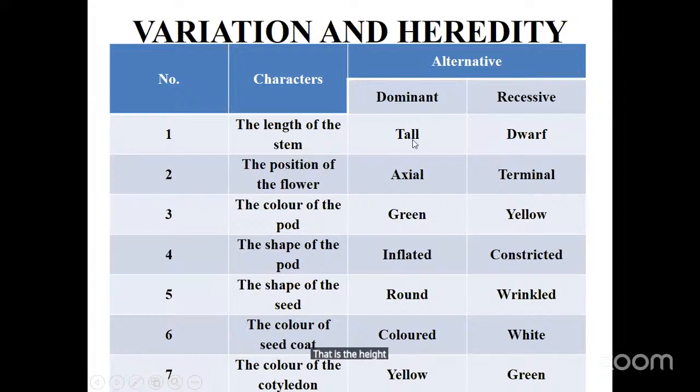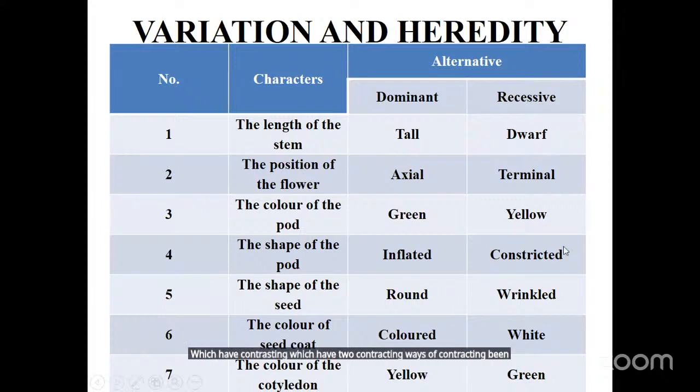He found out that some are tall while some are dwarf, and also that tall is dominant while dwarf is recessive. So these are the 7 pairs of contrasting characters. When we hear that Mendel studied 7 pairs of contrasting characters, they are contrasting in the way they are expressed, but he's talking about 7 traits which have 2 contrasting ways of being expressed.